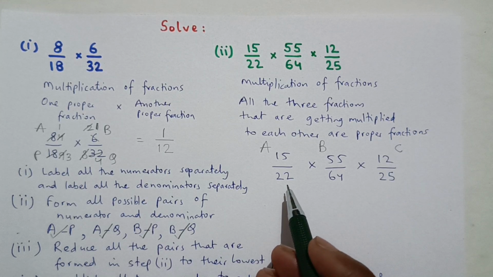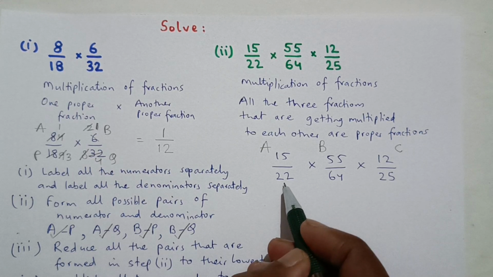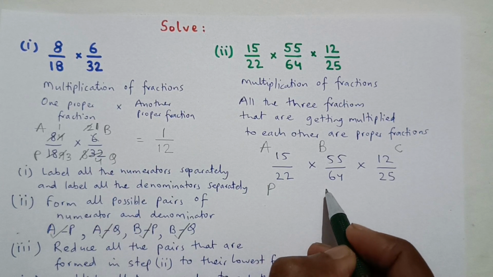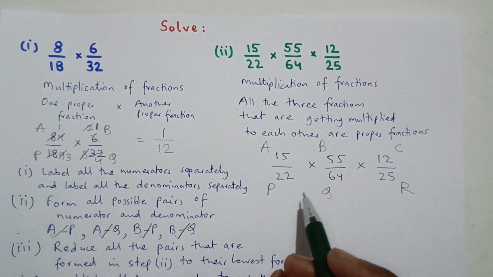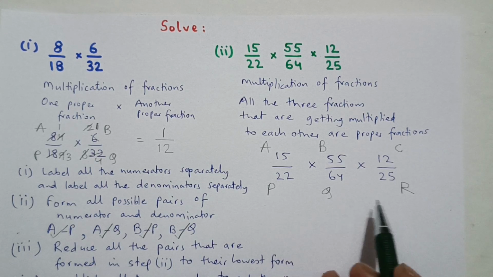Now let us label all the denominators separately. The denominators are 22, 64 and 25. So let us say 22 is P, 64 is Q and 25 is R. So we have labeled all the denominators separately as P, Q and R.